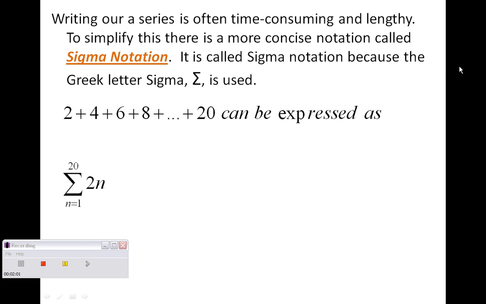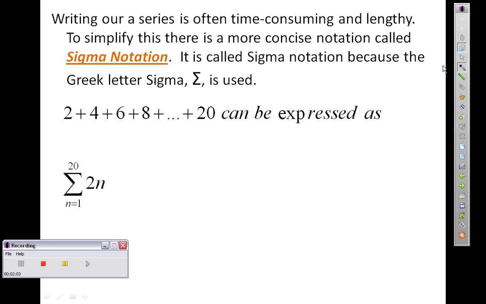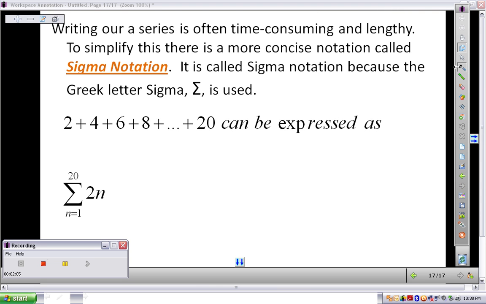Moving on. Now this is going to be something new. When we're dealing with series, a lot of times it is somewhat time-consuming, lengthy, and it can get messy if you're dealing with big numbers. So there's a much more concise and better way to represent series. It's called sigma notation, because the Greek letter sigma is used.